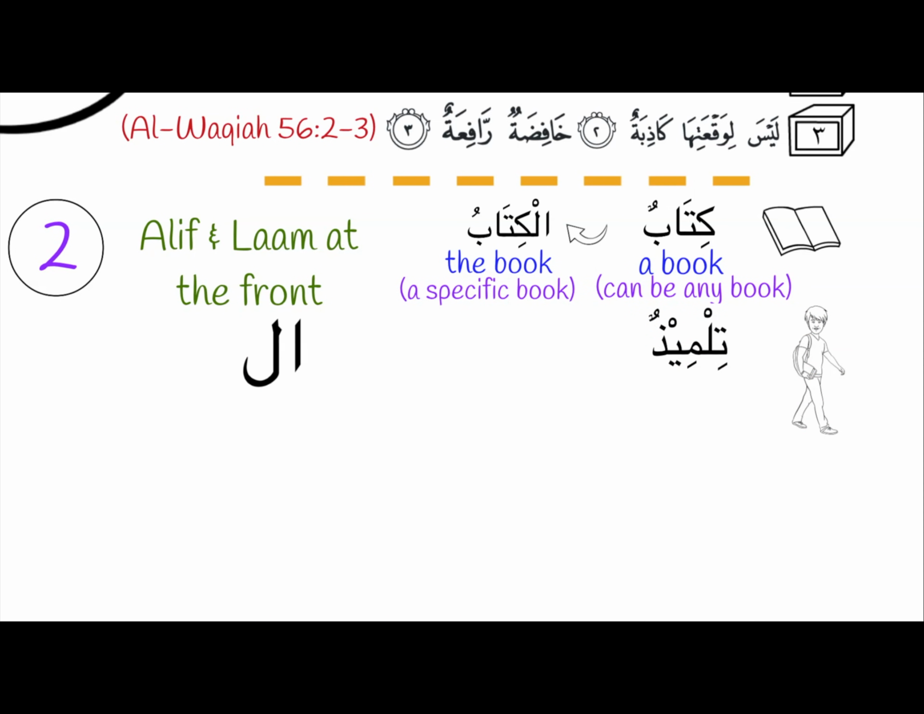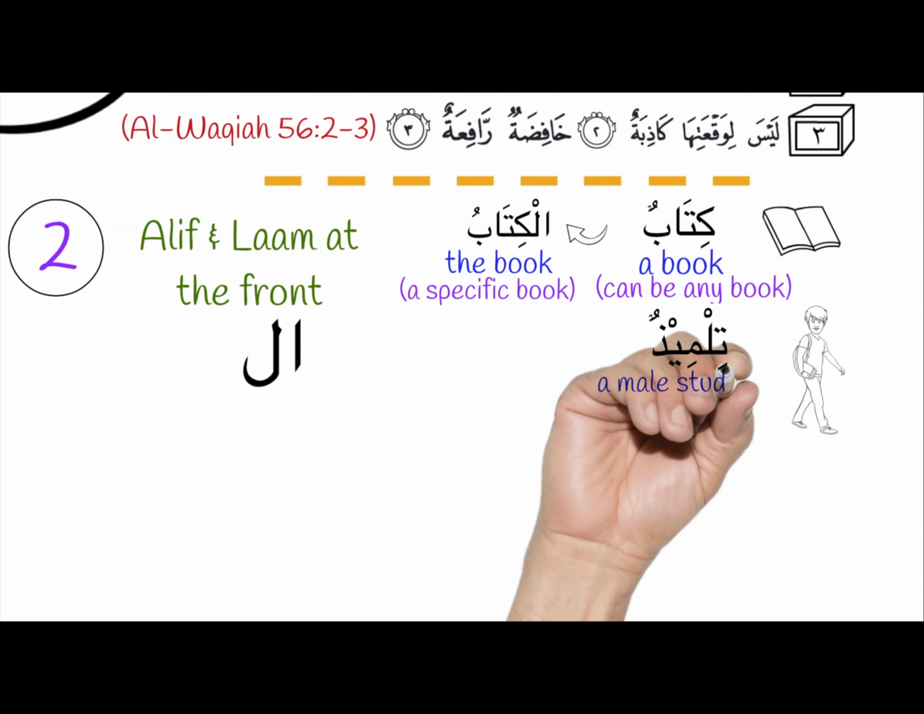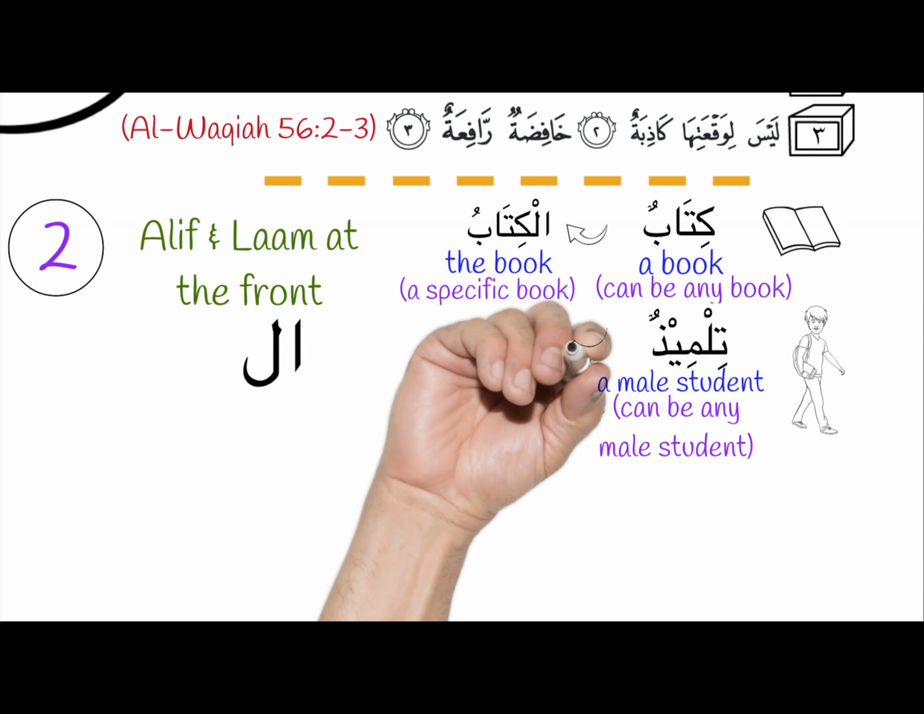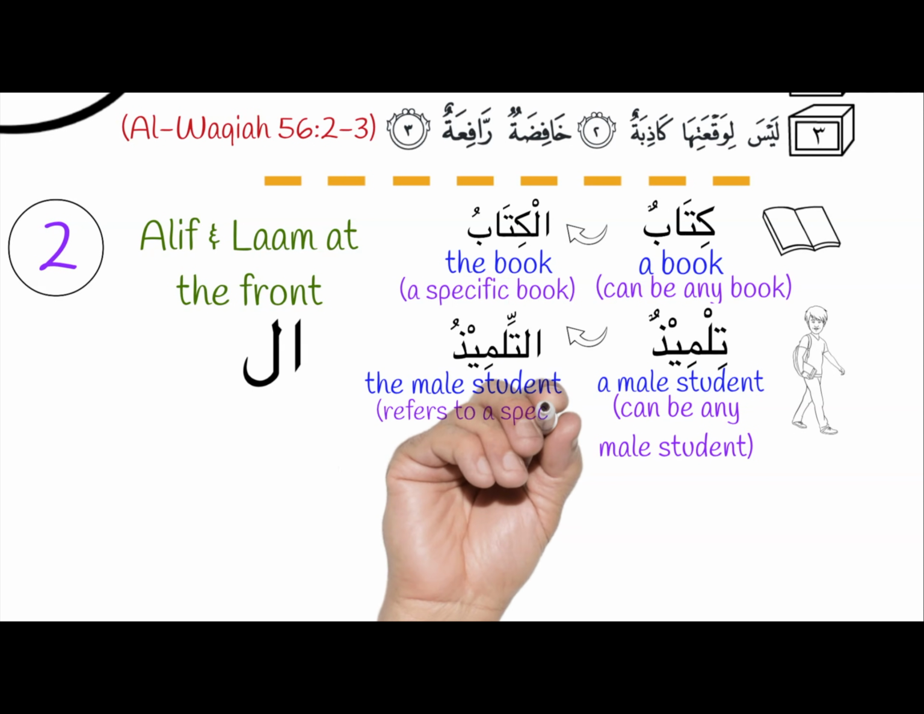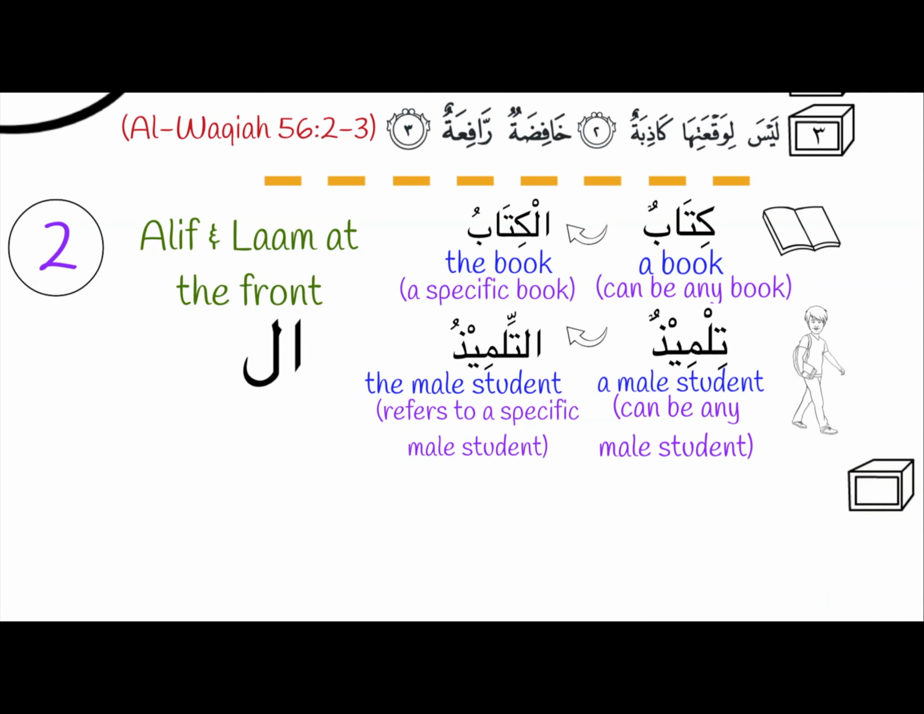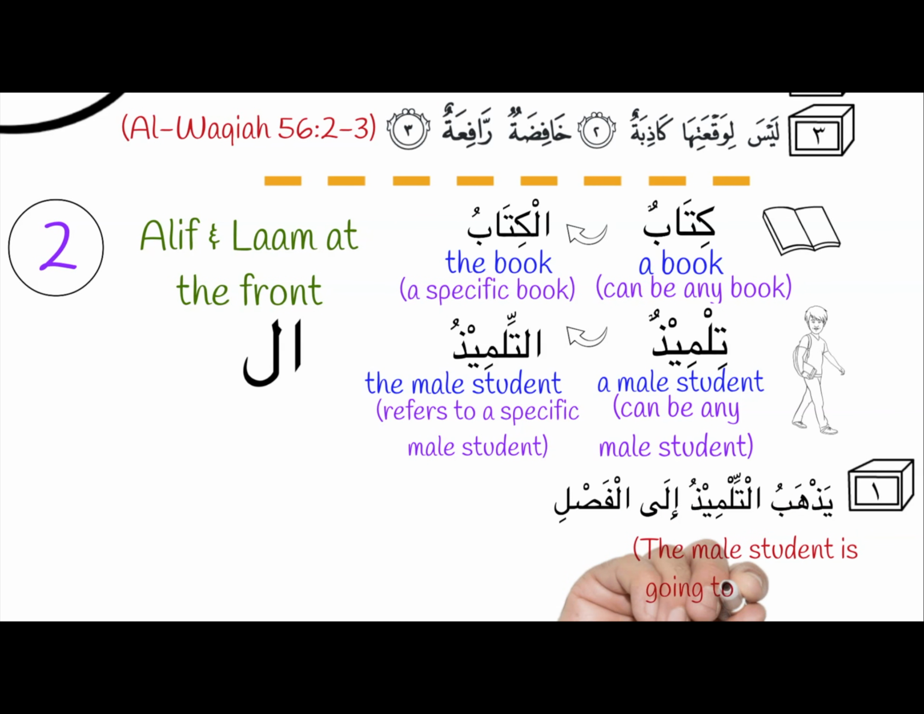Similarly, tilmidun means a male student, which can make reference to any male student. At-tilmidu means the student, and this refers to a specific or particular student. Now, let's take a look at this example. يذهب التلميذ إلى الفصل, which means the male student is going to the class. In this example, we can see that there are two kalimas that begin with alif lam. They are at-tilmidhu and al-fasli. Therefore, we can conclude that these two kalimas are isim.